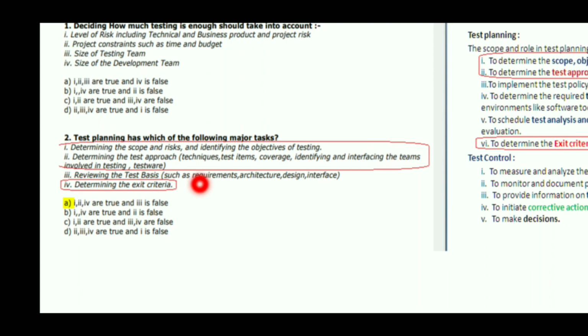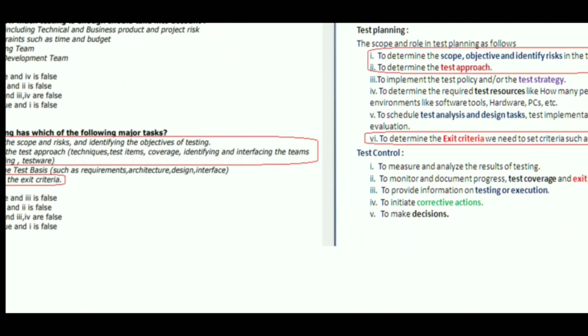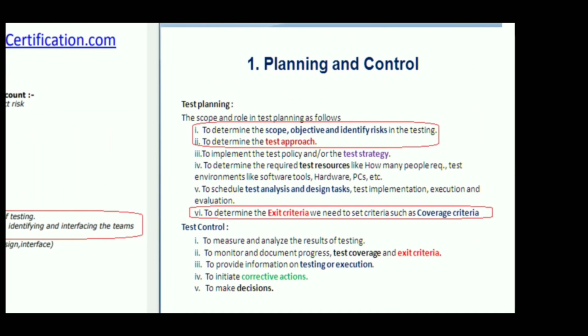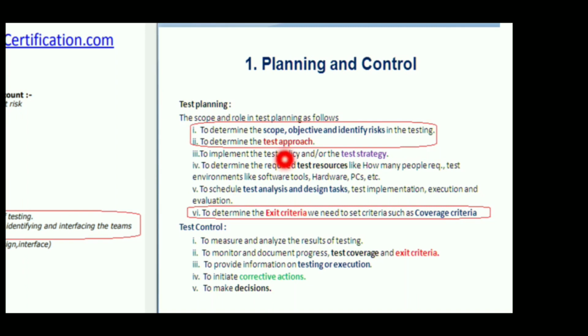All right, the options they have given are determining the scope, determining the test approach, then reviewing the test basis, then determining the exit criteria. These are the four options they have given. All right, so here this is the planning and control slide from our previous video tutorial. Here we have mentioned test planning includes around 6 points, that is test planning consists, and test control consists again of 5.